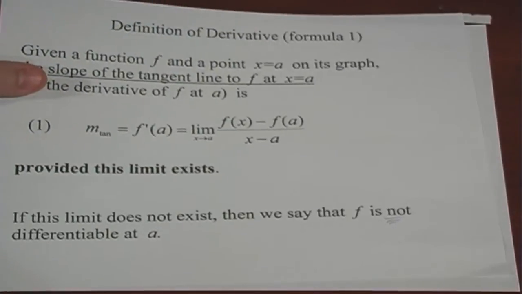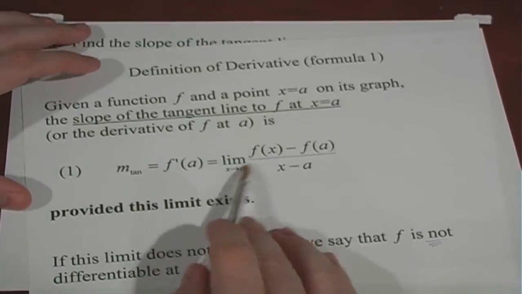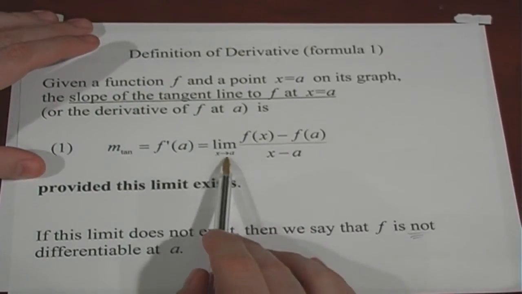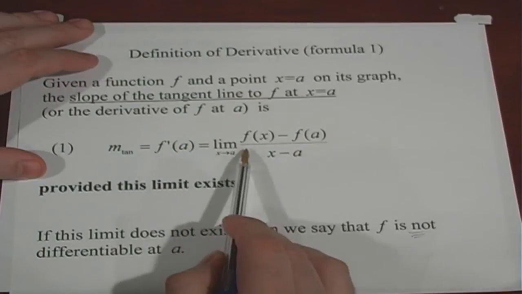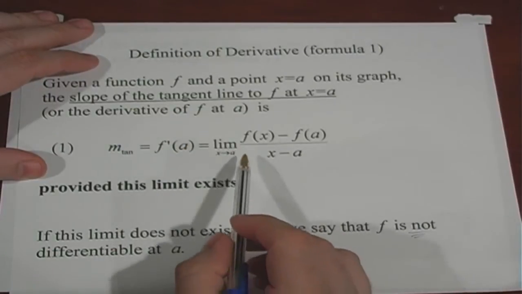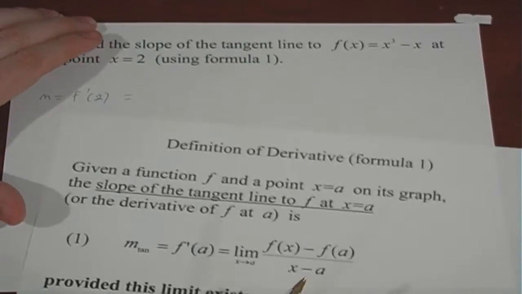Okay, so there was the formula again. This is the formula for finding the slope of the tangent line. What I'm going to do is change every single a to 2, because we're looking for f prime of 2. So I'm just going to write this exact thing down on the next page. That's going to be a 2, that's going to be a 2, and that's going to be a 2.